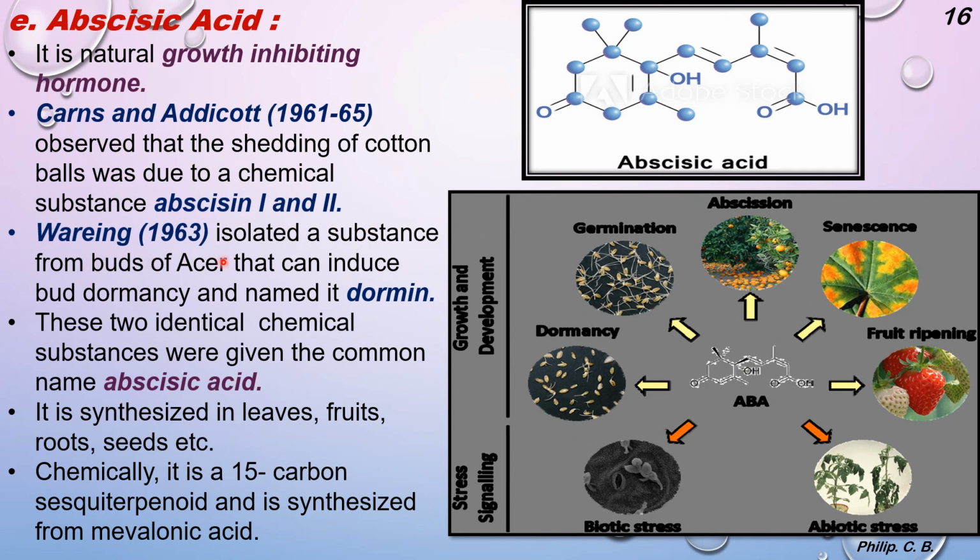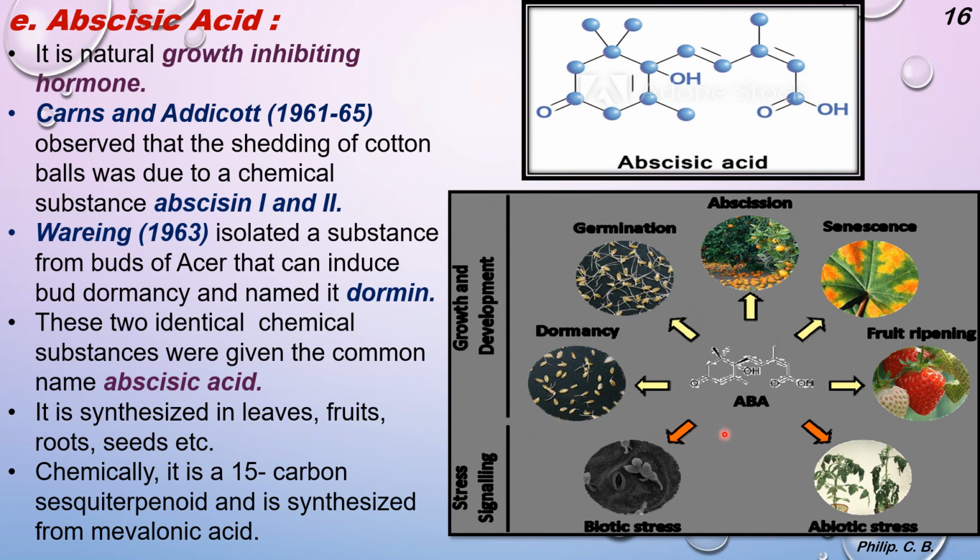Waring in 1963 isolated a substance from the buds of Acer that can induce bud dormancy and named it dormin. These two identical chemical substances were given the common name abscisic acid. It is synthesized in leaves, fruits, roots, seeds, etc. Chemically, it is a 15-carbon sesquiterpenoid and is synthesized from mevalonic acid. So again here you can see the structure of abscisic acid.